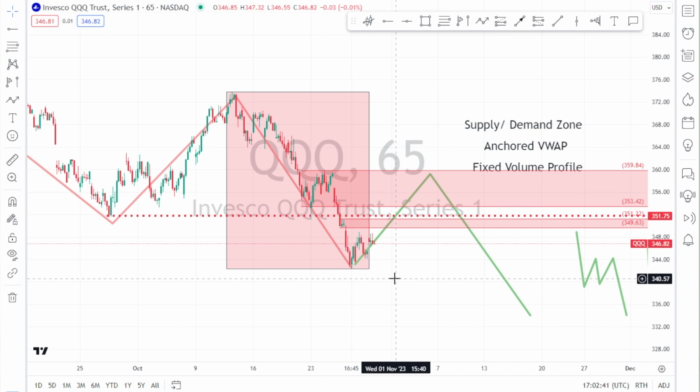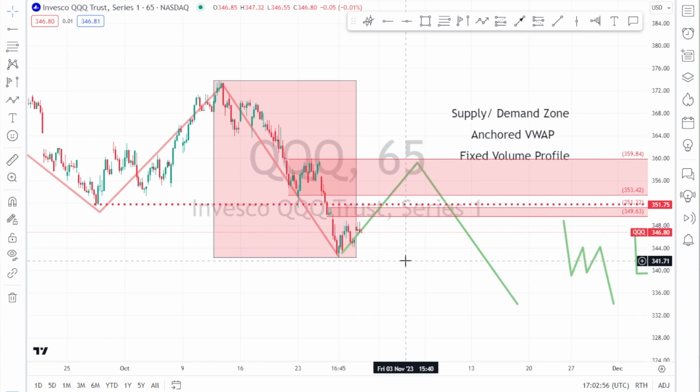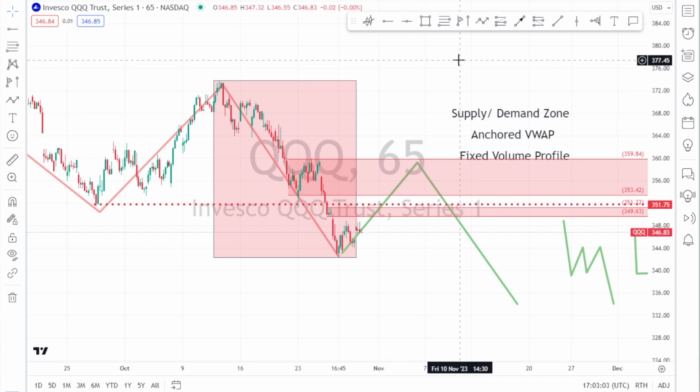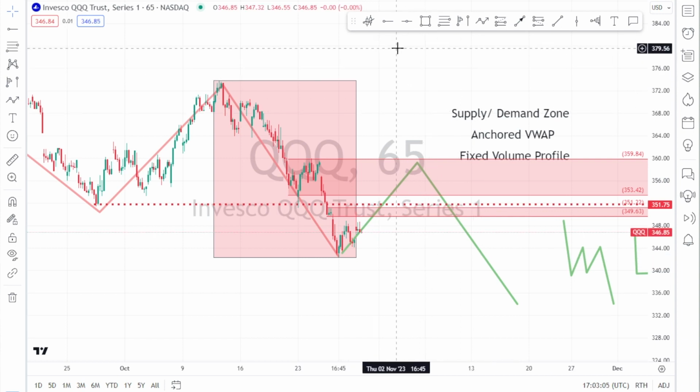What do I do? And you may have a more extended impulse move down, and there could be several really good looking ones too. It just depends on what you're looking at. So how do we pick the right one? Okay, here are a couple tricks to help you. I'm going to use an anchored VWAP.